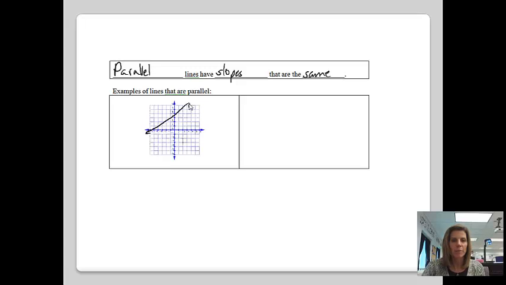So as an example, if I drew a graph with a line that looked like that, one that would be parallel to it would look something like that, because they have the same steepness, so they're never going to end up touching. If I had equations, one equation might say y equals 3x minus 2, and then another equation might be y equals 3x plus 1.